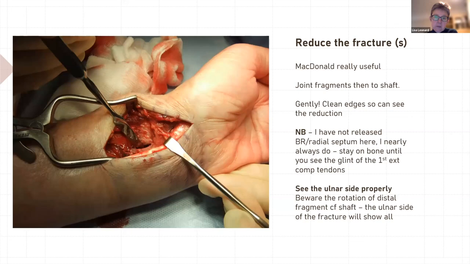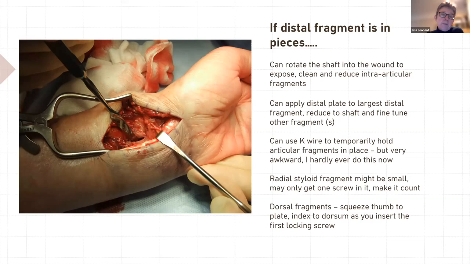Other tricks, if the fracture is in a lot of pieces, you can rotate the shaft out of the wound, and then you can get in to see the fracture from the inside up into the joint. You can take the ligaments off on the volar side. That's a really good little trick, and you can wash and clean and use a little retractor, like a skin hook even, which can be enough to fiddle around with your fracture fragments. You can get the plate onto the largest fragment and then tweak and adjust the smaller fragments once you've reduced that onto the shaft. You can use K wires to temporarily hold fragments.